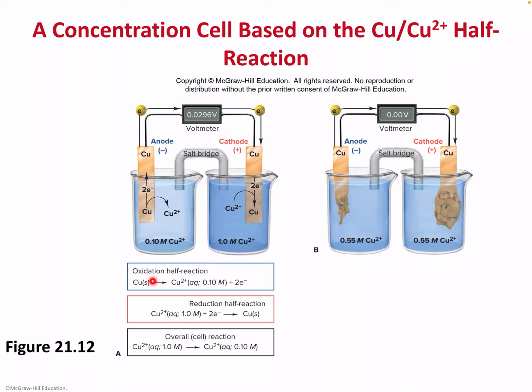Okay. So your oxidation half reaction would be the one with the lower concentration, copper solid giving you copper 2 plus and 2 electrons, and the higher concentration one would be the reduction, copper 2 plus 1 molar solution taking 2 electrons and becoming copper solid. In the overall reaction, copper solid will get cancelled, and copper 2 plus 1 molar solution will become copper 2 plus 0.1 molar solution. That's the overall cell reaction.